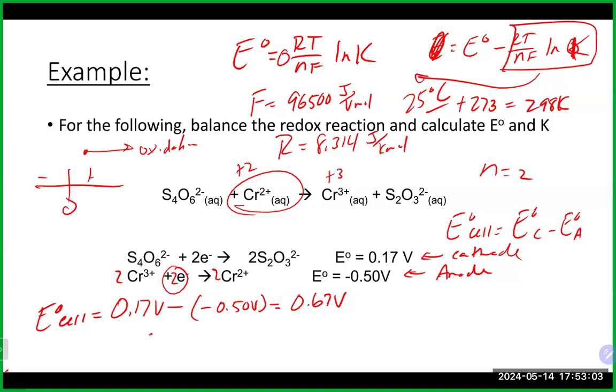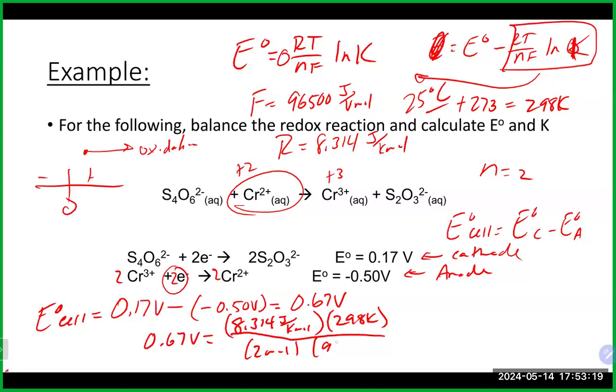We'll have 0.67 volts equals our 8.314, which is our temperature of 298, divided by our 2 moles and our constant there, 96,500. And that's going to be the natural log of K in this case. So I'm going to multiply what's on the bottom to the other side, and then I'm going to come back and divide by what's on the top to the other side.